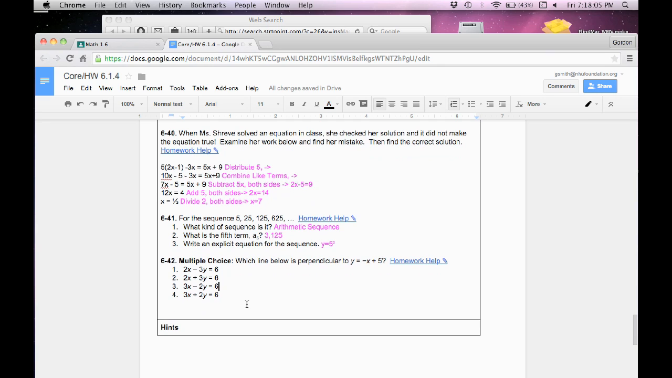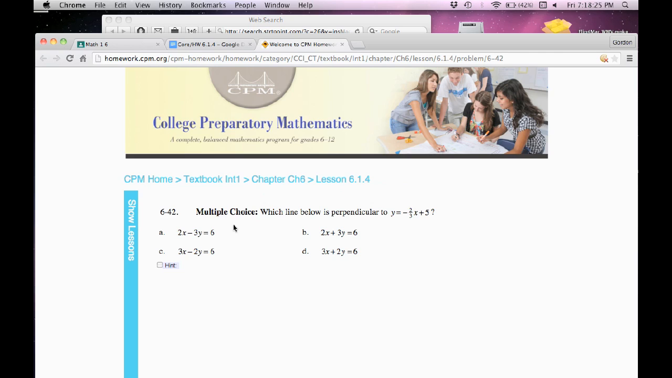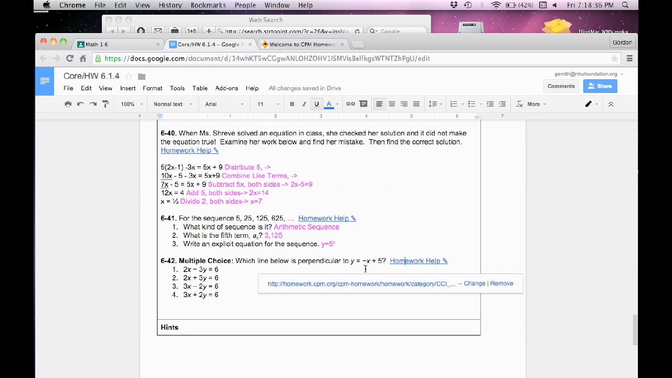All right, 42. Which line below is perpendicular to y equals? All right, it's confession time. Part of this problem did not show up, so if you've struggled with it, it's very understandable. Let's take a quick look here. Trouble is that 2/3 did not show up in the problem. So I'm going to go back here. Oops, sorry. I'm going to go back here.